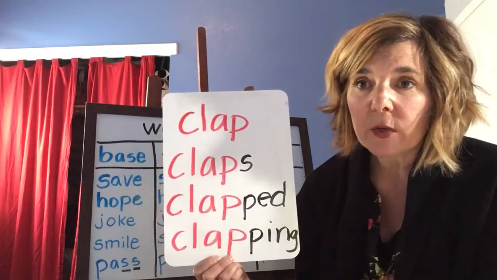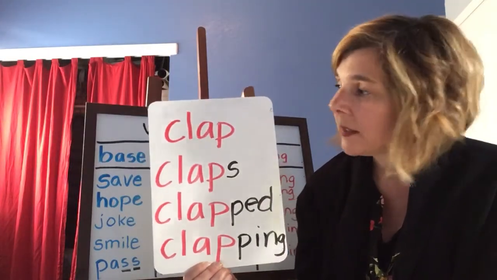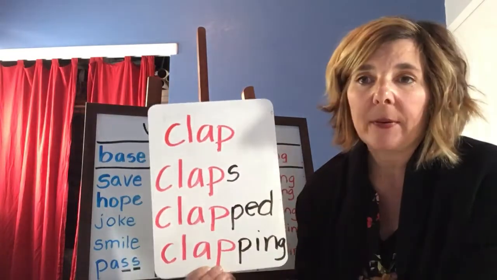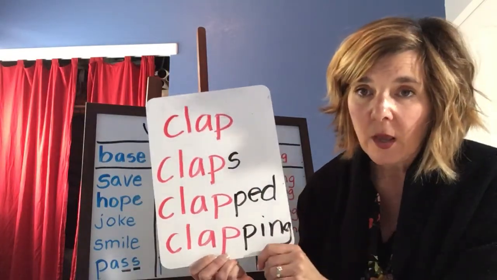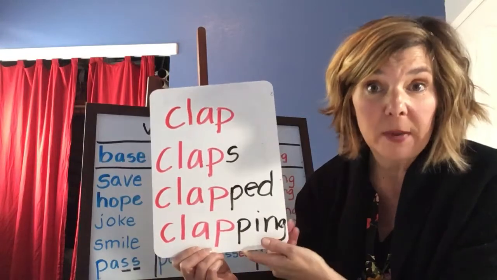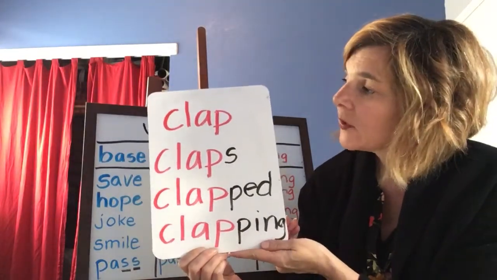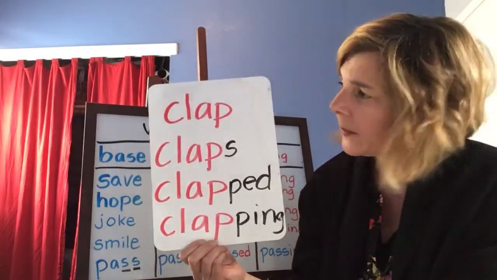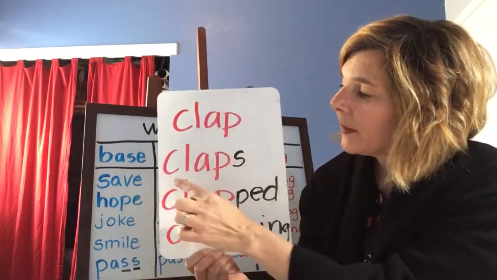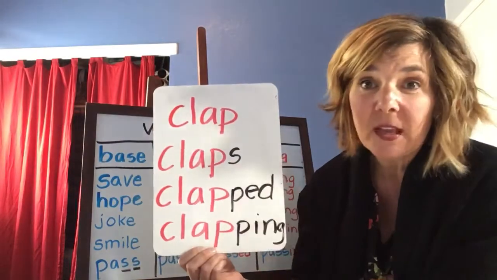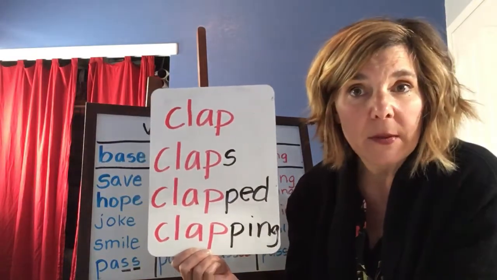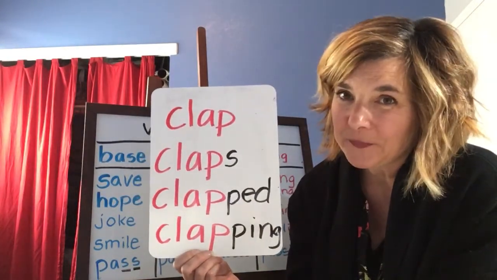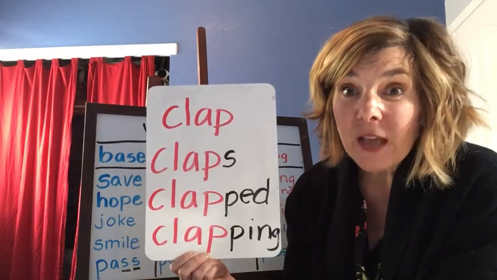Now what I've done is written my base word in red. Can you read it? Clap. The base word is important. When we add an ending, we read our base word first. All right, so base words with an ending change the meaning of the word a little bit. My base word is clap, but when I say claps, I'm telling you it's happening right now.